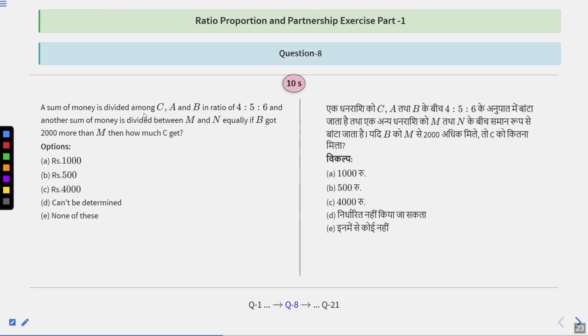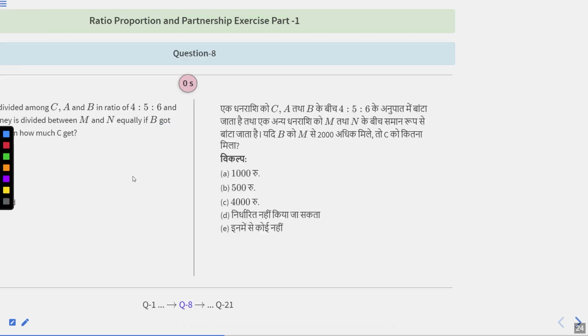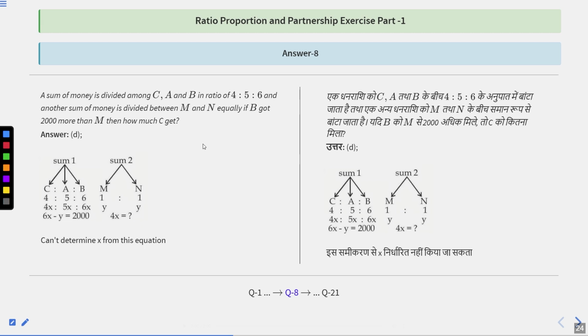A sum of money is divided among C, A and B in the ratio 4, 5 and 6, and another sum of money is divided between M and N equally. If B got 2000 more than M, then how much does C get? You have 5 options and 10 seconds to analyze the question. Your time starts now. Now time's up. Let's see the solution. First understand this question.